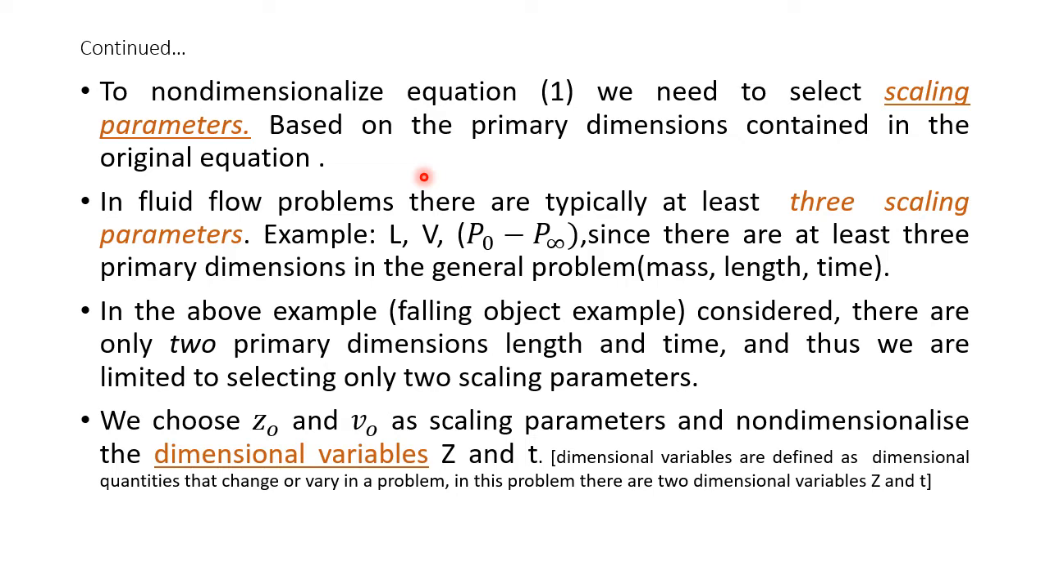We have to use scaling parameters such that the unit of z gets cancelled and the unit of time also gets cancelled. So we are now going to non-dimensionalize it, which means we are going to remove the units. In this problem our dimensional variables are z and t. There are 2 dimensional variables, so we are going to use 2 scaling parameters. What are those scaling parameters we have chosen? We have chosen z0 and v0 as the scaling parameters.